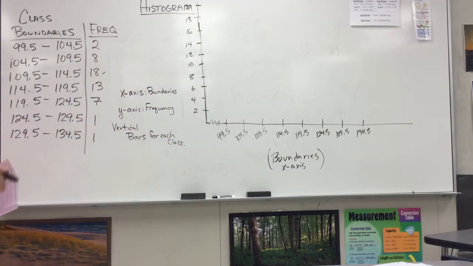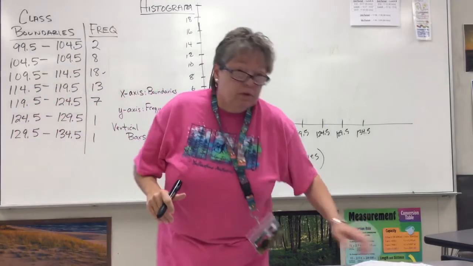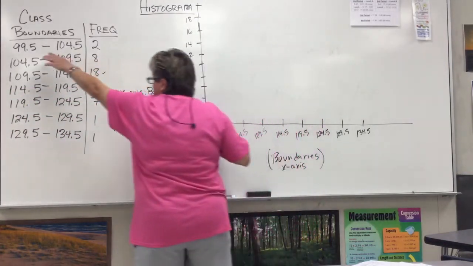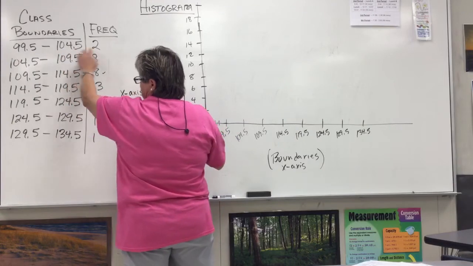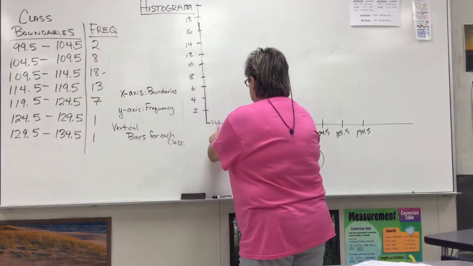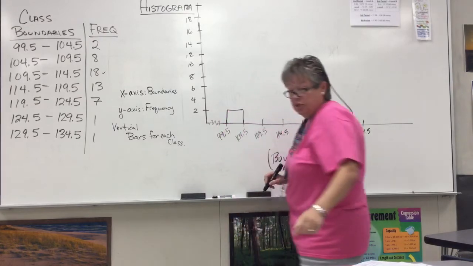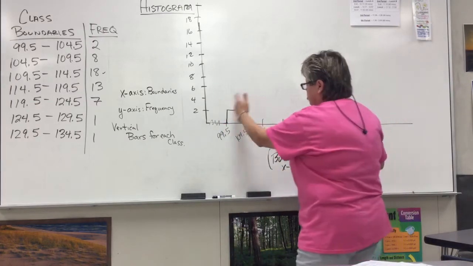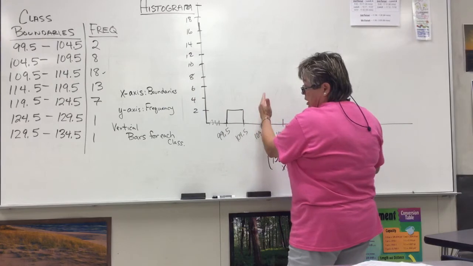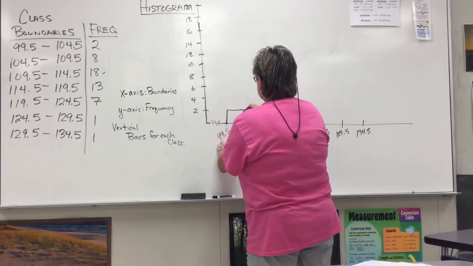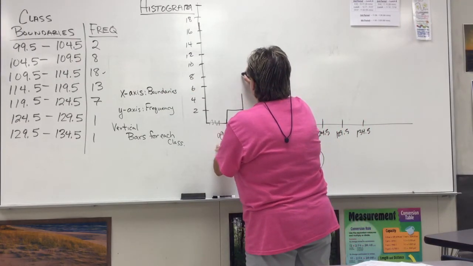Then you're going to go through and draw vertical columns. For the first interval from 99.5 to 104.5, we want to go up as high as 2. So we just come up and over. There's your first vertical column. Where that first column ends, the next one begins. For the next frequency, we want to come up here as high as 8.